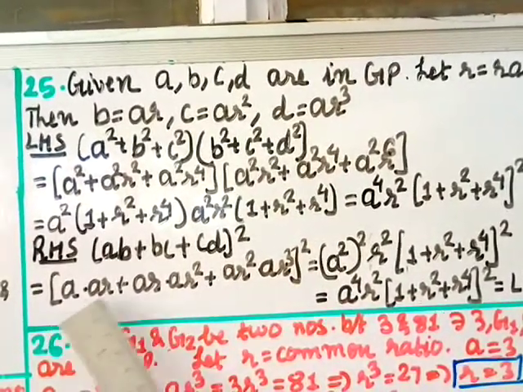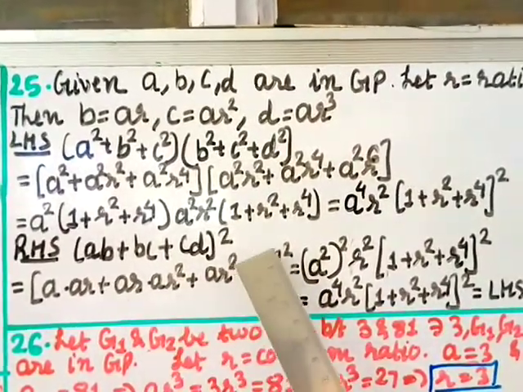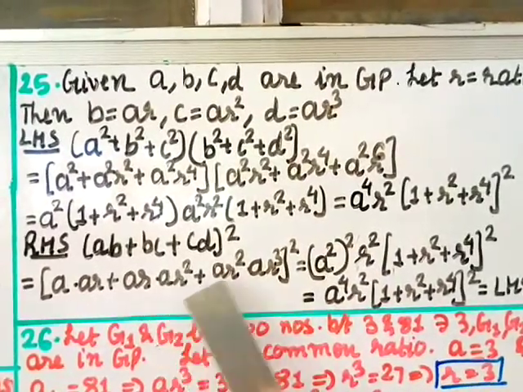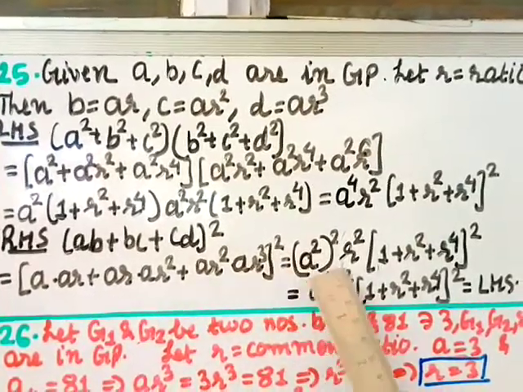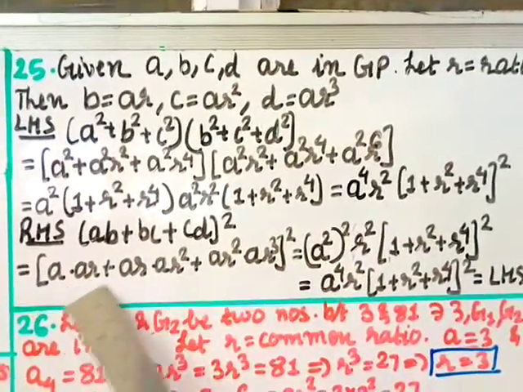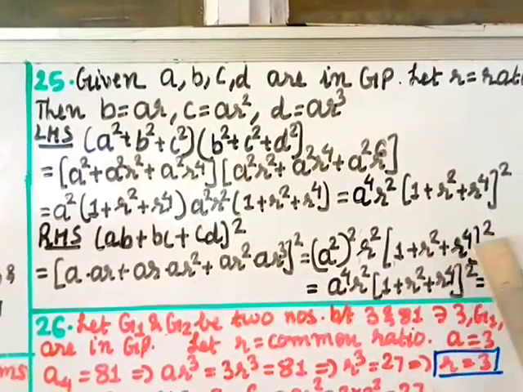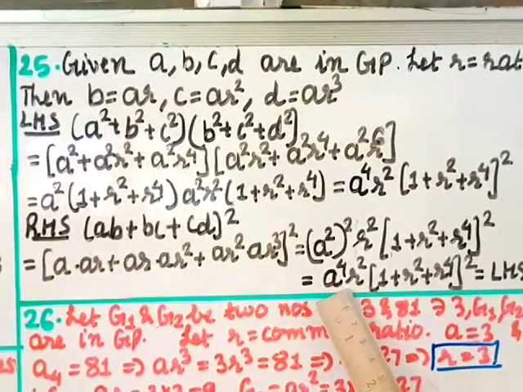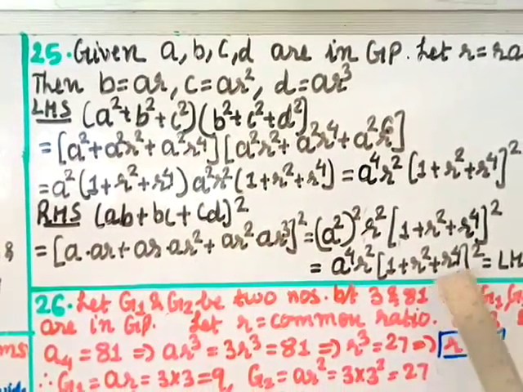c is a², here a², here a². So when you take a² common, you get a² and another power, so (a²)² , and here all have got r, so you can take r common, but when you take r common, square is there, so r². So what remains here is 1, plus r², plus r⁴, whole power 2. So this you can combine: (a²)² is a⁴ into r² into (1 + r² + r⁴) whole square.